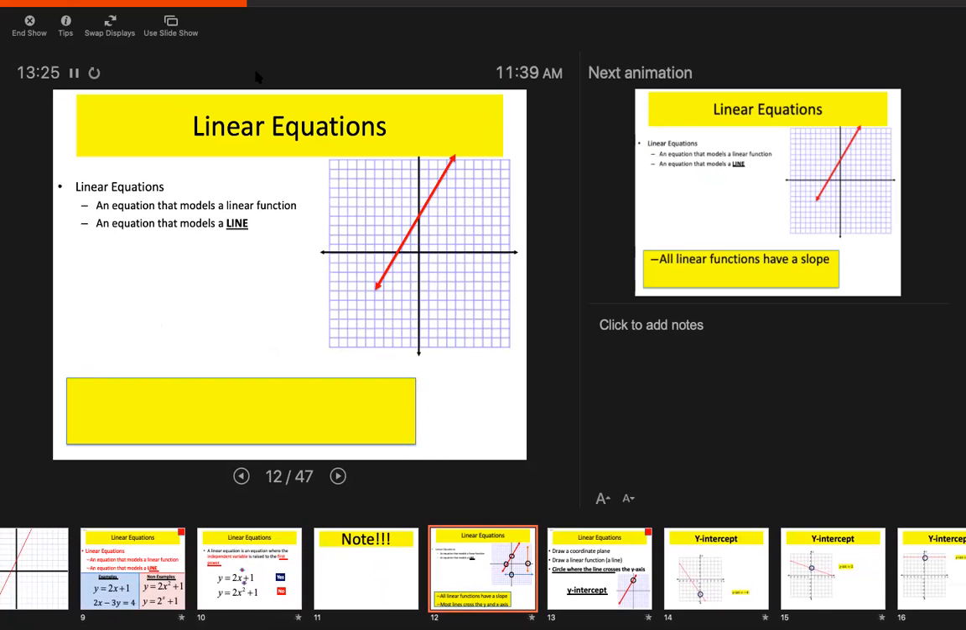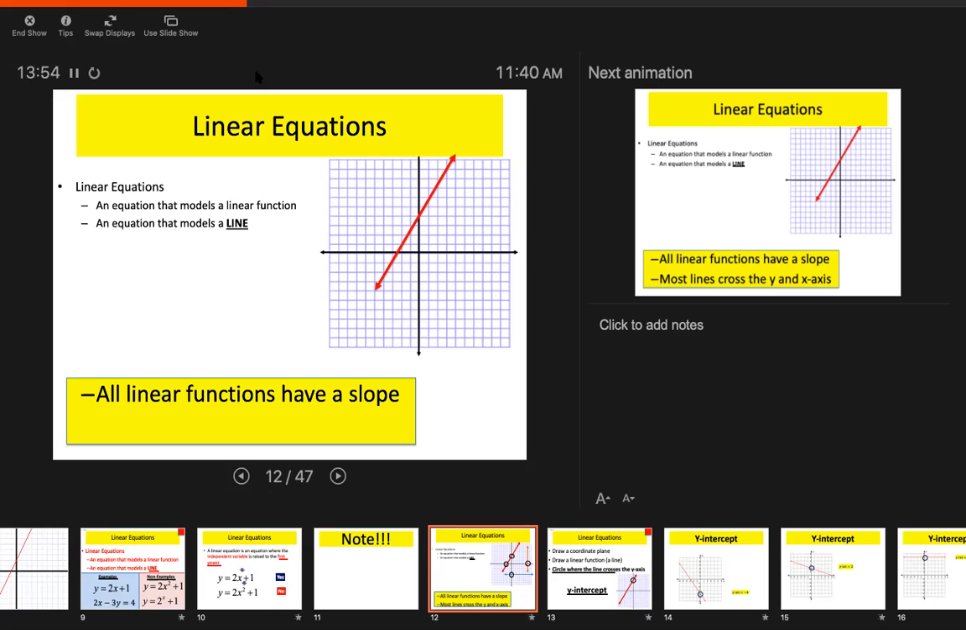That means this red line right here must have an equation. Secondly, all lines, except for vertical lines, have a slope, a number that describes how steep it is. Last night for homework, you calculated the slope. Could you calculate the slope of that line? Yes. Pick two points, calculate rise over run.